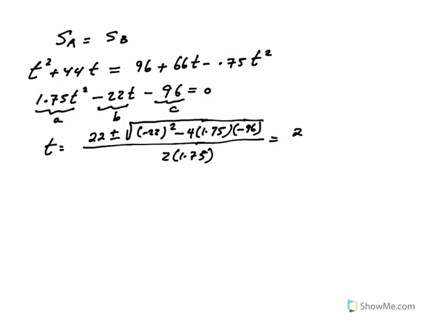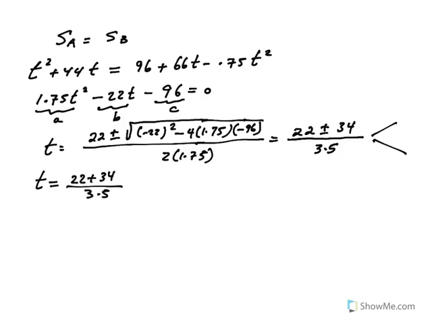All right, if you work this out, I believe we end up getting a 34 in the radical, coming out of the radical, and we have a 3.5 here. We're going to get two answers. One is going to be positive, one is going to be negative. Of course, we cannot accept the negative. So if you go with the positive one, you end up getting 56 over 3.5, which I believe is 16. So it takes 16 seconds for car A to get to car B.